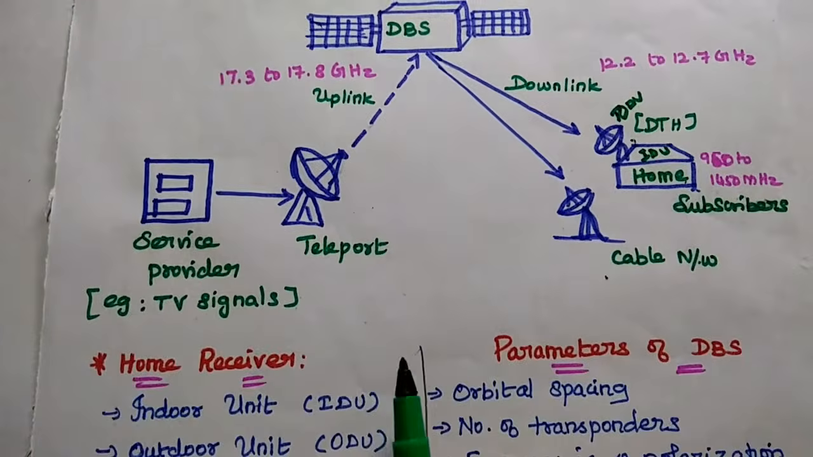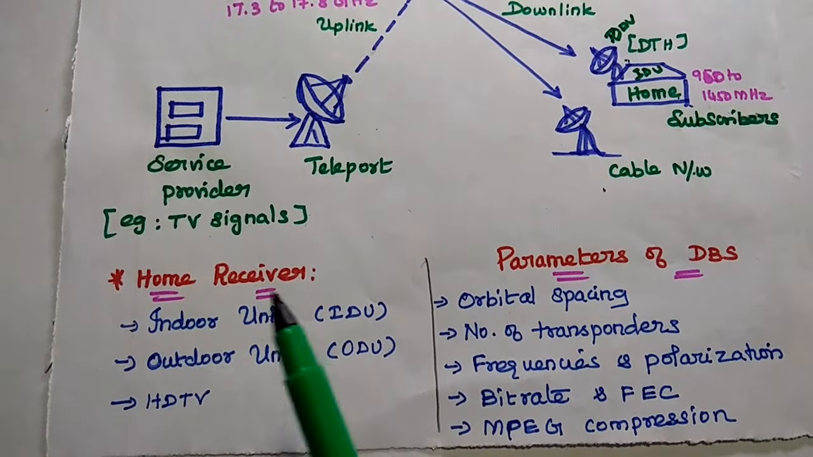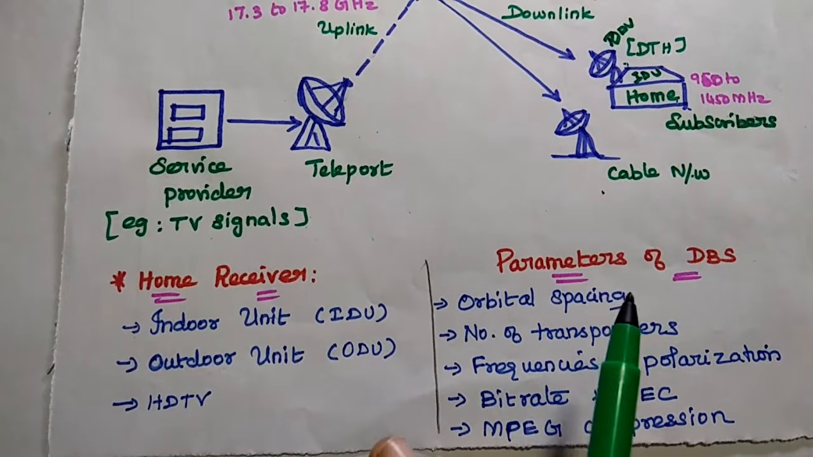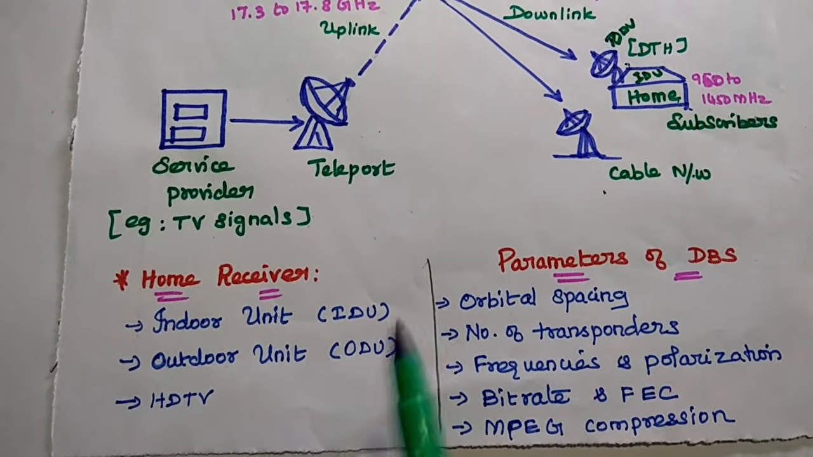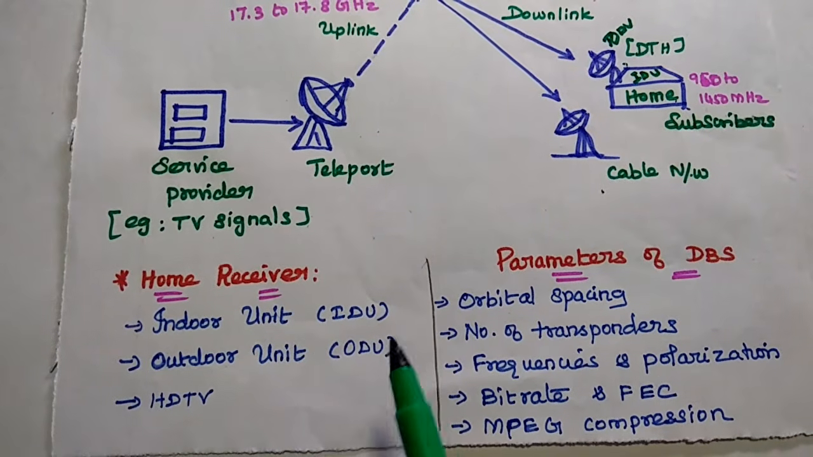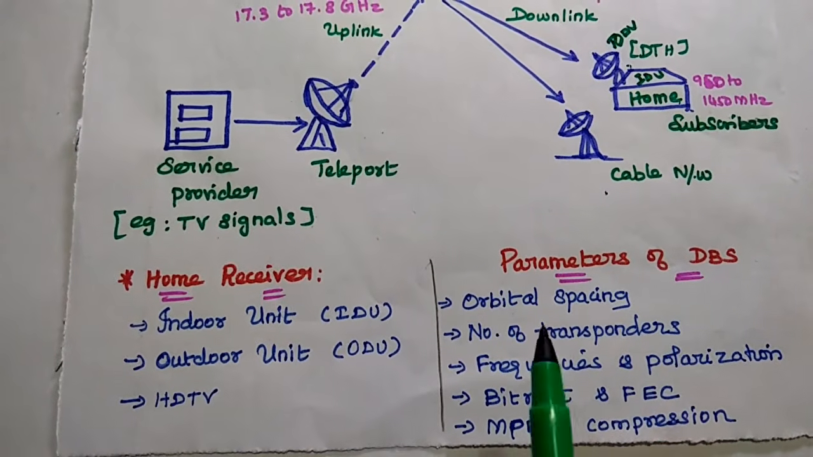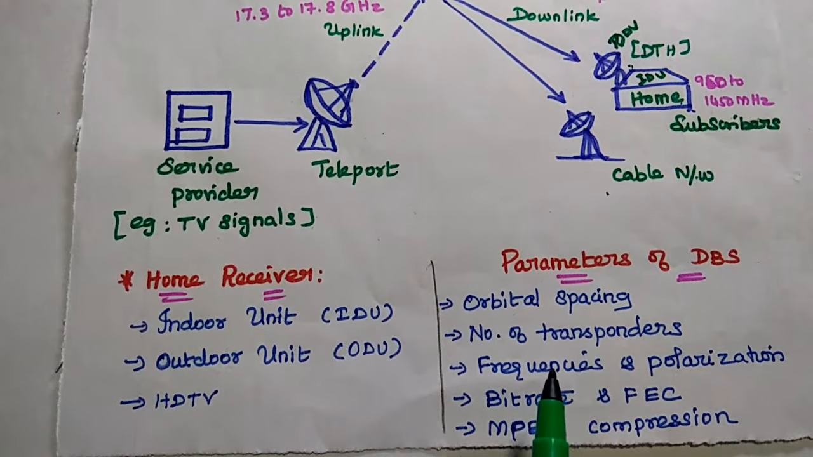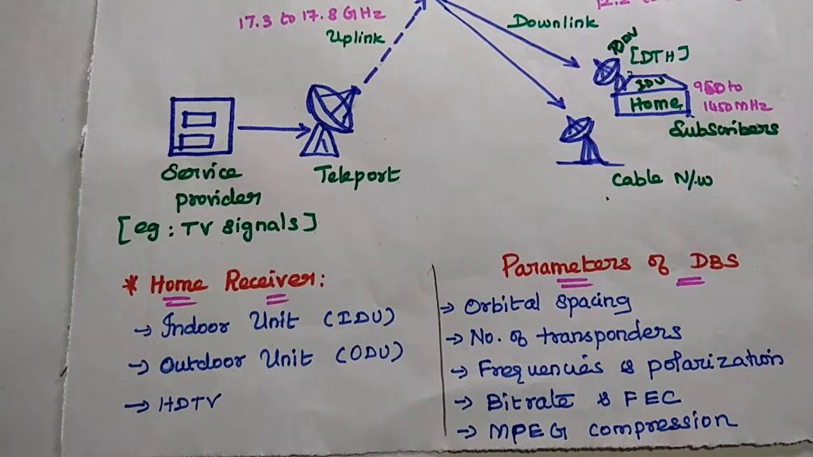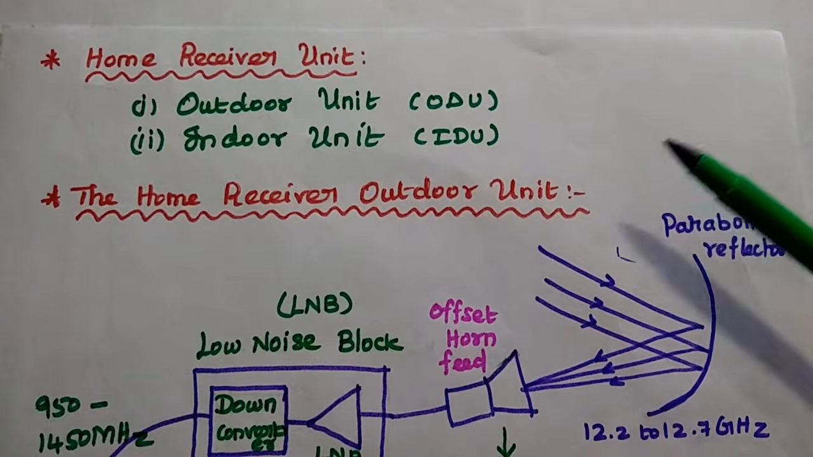In this lecture video, we are going to cover two important topics. One is the home receiver unit. The next one is the parameters used in direct broadcast satellite. Here the home receiver consists of two units, one is the indoor unit, the next one is the outdoor unit. The parameters of DBS systems are orbital spacing, number of transponders, frequencies and polarization, bitrate, forward error correction, and MPEG compression standards. Let's start with the home receiver unit.